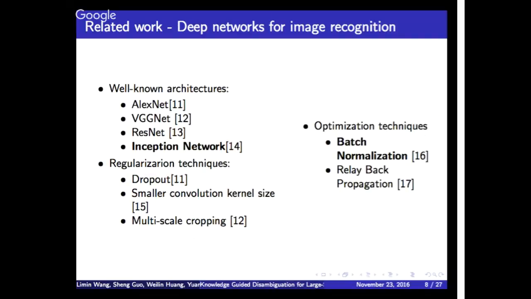Of course, image classification has been used with neural networks. There are several known architectures such as AlexNet, VGGNet, ResNet, and Inception Network, which is GoogLeNet. And some regularization techniques have been proposed, such as dropout, smaller convolutional kernel size, and multi-scale cropping. And some optimization techniques have been proposed too, such as batch normalization and ReLU backpropagation. Here they use an Inception network with batch normalization for their architectures.